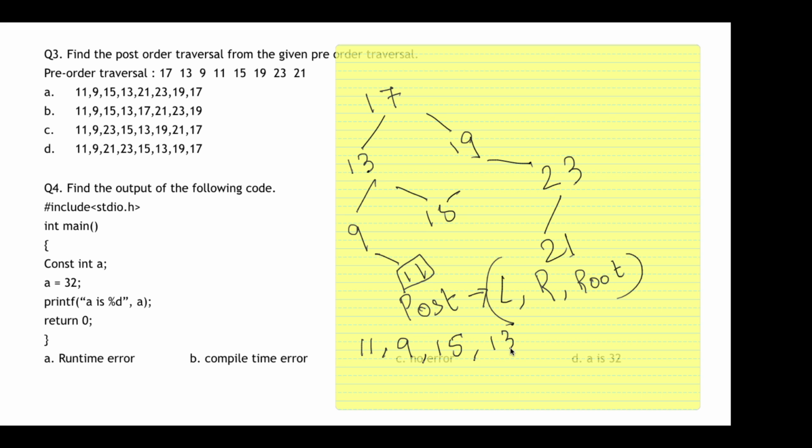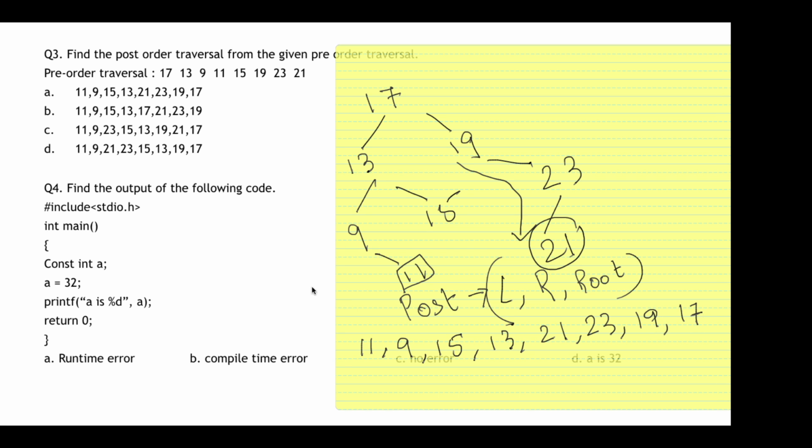Now 13 is again a left node, so what is the right node? Right node is 19. But if you see, this 19 has some child nodes, so it will again start from here. So after 13 it will be 21. Now 21 is the left child, there is no right child of 23, so the root will be printed, that is 23. Now 23 has a parent, that is 19. Now 19 and 13 both have a parent, that is 17.